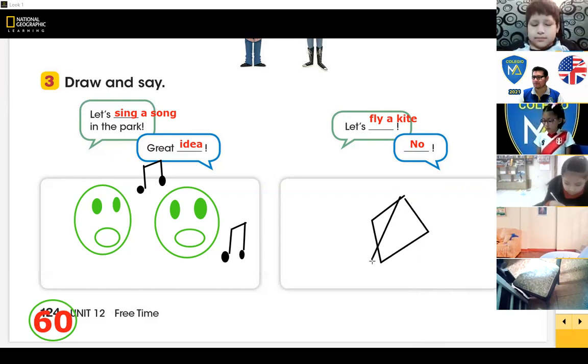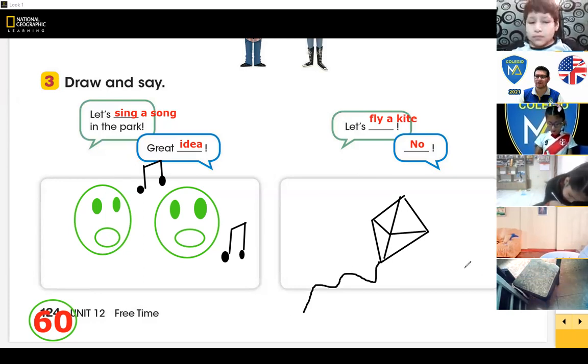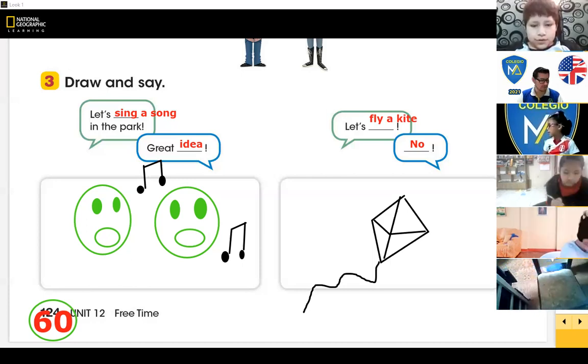This is fly a kite. Okay. And that's it. Okay, fly a kite, right? You can draw your own example. You can make your own examples. No problem. I'm only doing it here as a guide. You can also say, of course, let's play in the park, Mancilla Marine. No problem.